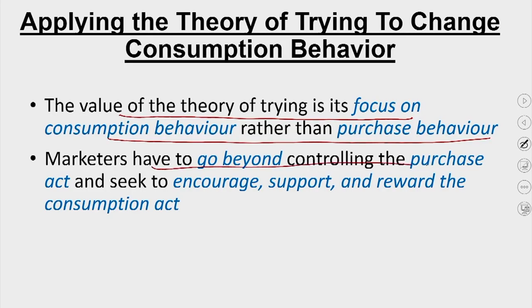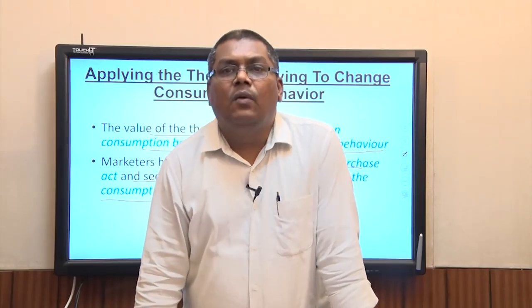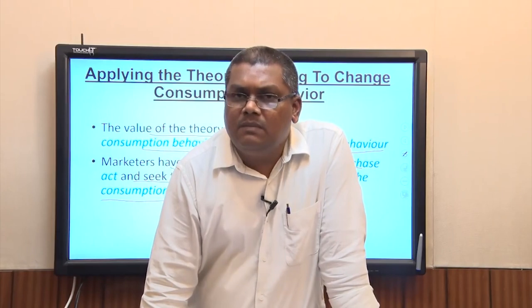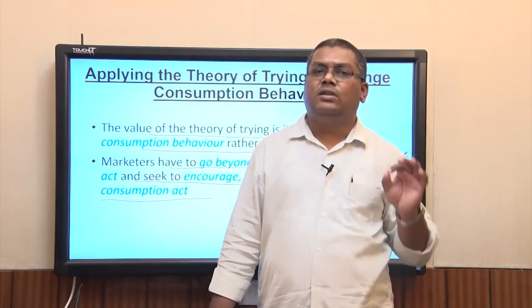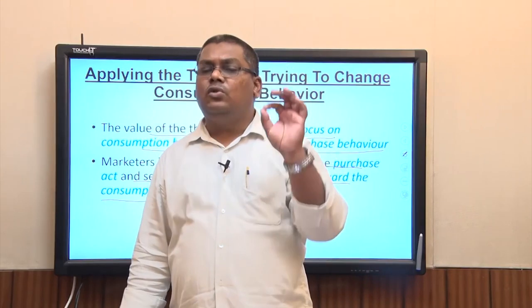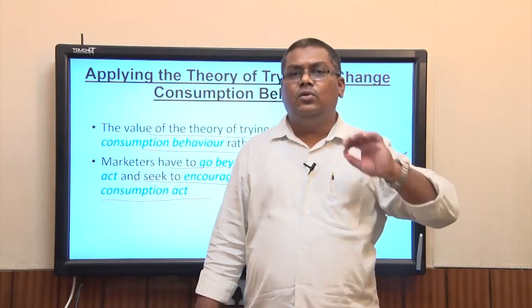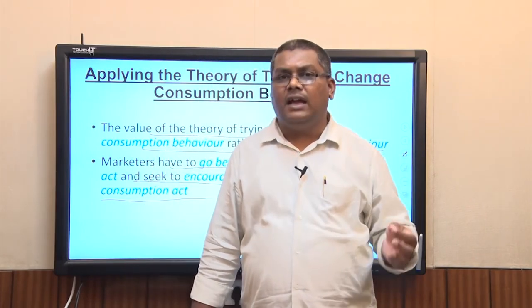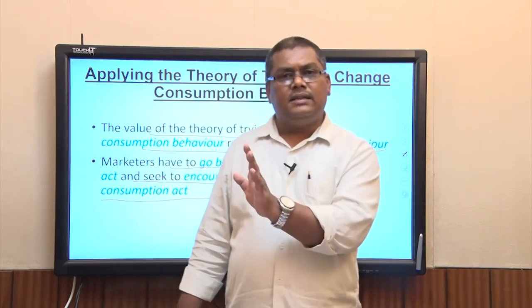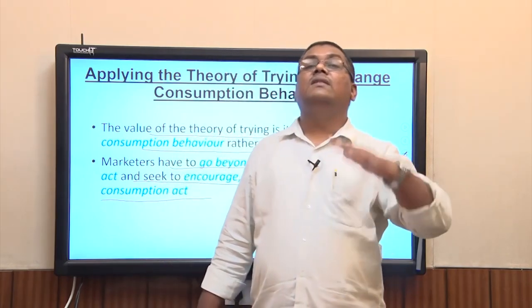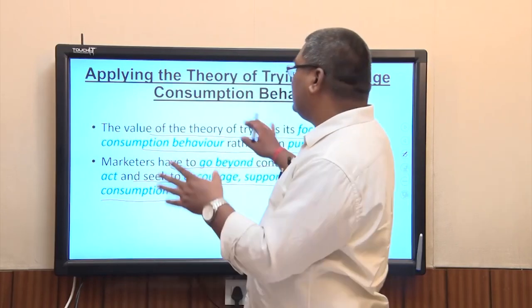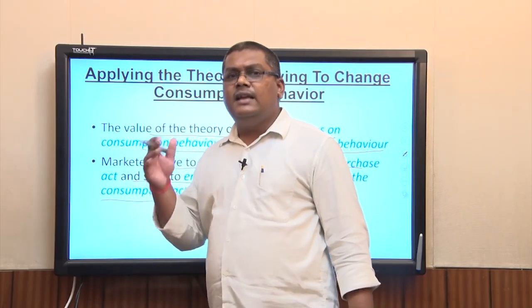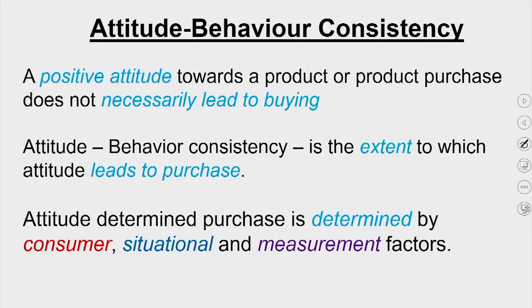Second, marketers have to go beyond controlling the purchase act and seek to encourage, support, and reward the consumption act. So what the marketer can do is not only want Sita to buy the membership of the gym, but also help her think positive towards the gym and give her enough reasons so that she goes to the gym and believes that she is going to succeed through the gym in losing weight, because that is the final goal. So the marketer has to do things over a period of time so that Sita develops this positive attitude towards success, lowers her negative attitude towards failure, and believes that the process of going to a gym is actually going to make her lose weight, right? If the marketer does that, it will lead to her positive attitude and joining the gym.